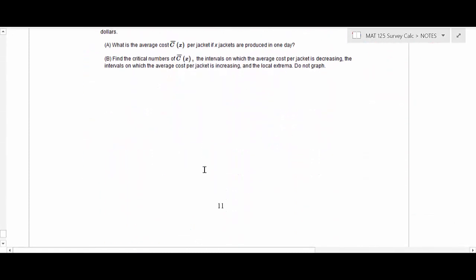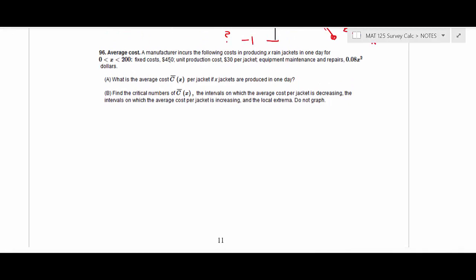Okay, next one, average cost. This will kind of wrap us up. On this next problem, it says a manufacturer incurs the following cost on producing x rain jackets in 1 day on this interval. It has a fixed cost of $450. It has a unit production cost of $30 per jacket, and it has equipment and maintenance repairs of 0.08x dollars. So what we're going to do is find an average cost function, and we have to build that just based on what they've given us in the problem.